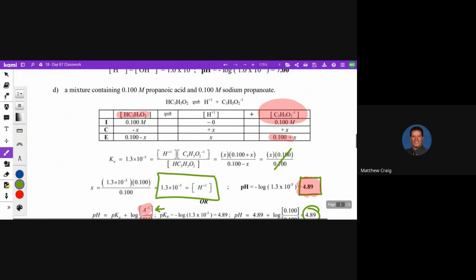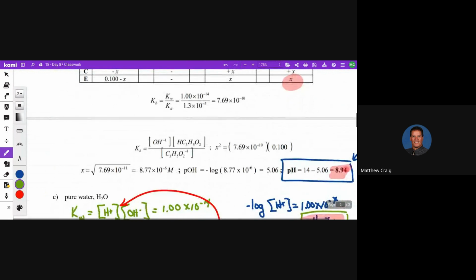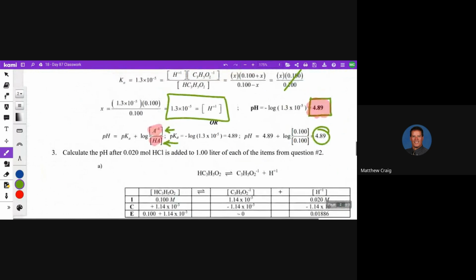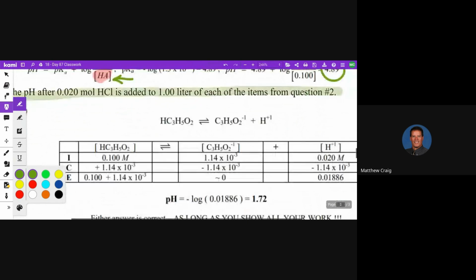So we have a pH of 4.89, we have a pH of 7, we have a pH of 8.94 and 2.94. So there's our values there. Now what we're going to do is we're going to add a strong acid to each one of those beakers of the solutions we just created. Okay, so keeping in mind that when we look at our initial concentrations here, they do have some values because we already set it up and this is a continuation. So now I have my substance, I'm going to add a strong acid to it.